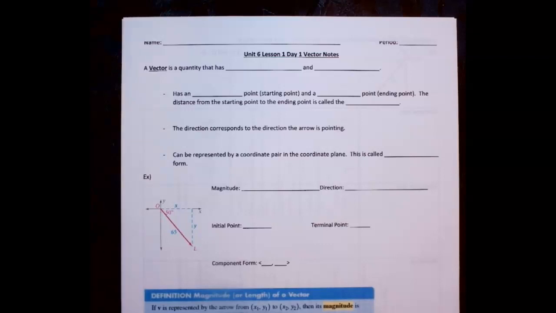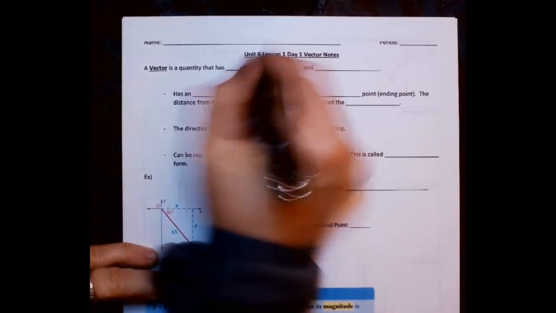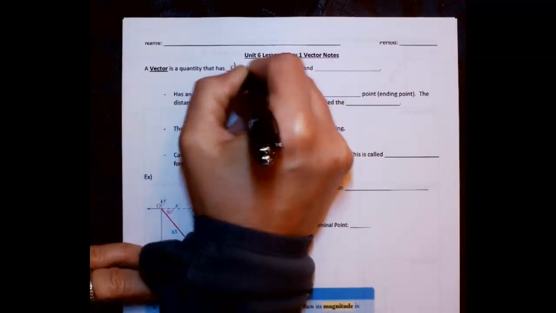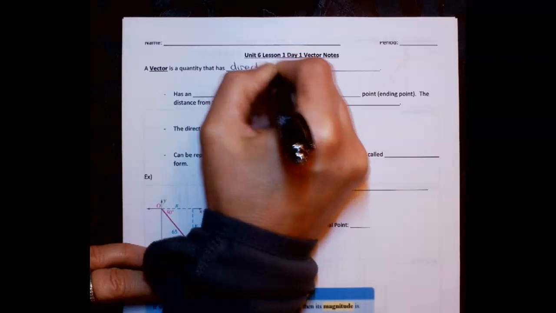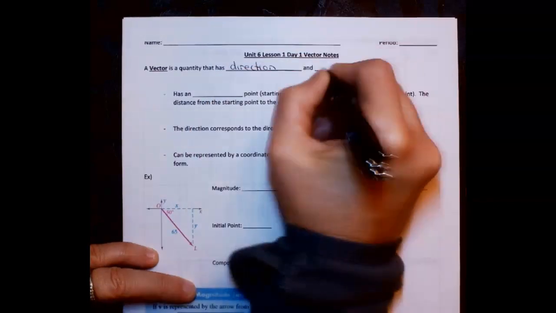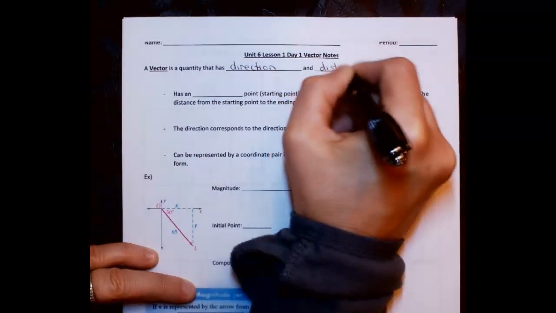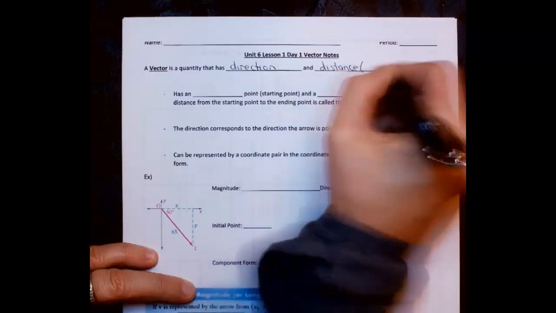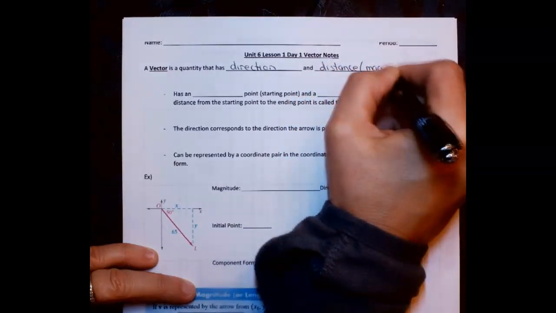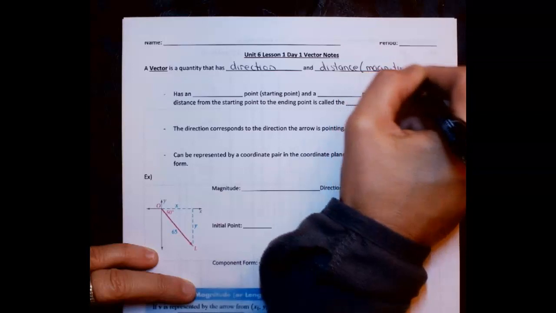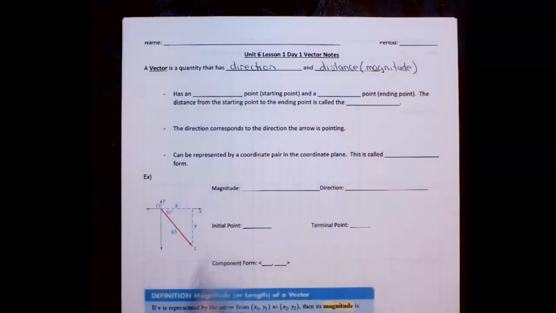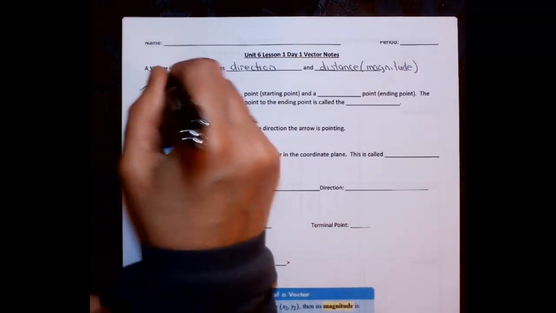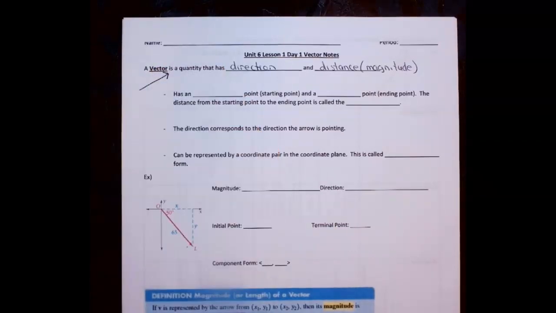So first of all, let's go back and recall what is a vector. A vector is a quantity that has direction, and it has distance, and we have a technical name for that, and that is called magnitude. And you can see down here, here's an example of a vector. It just looks something like the following. Notice you do have to have an arrow at the end of it. That lets us know which direction we're heading as well.